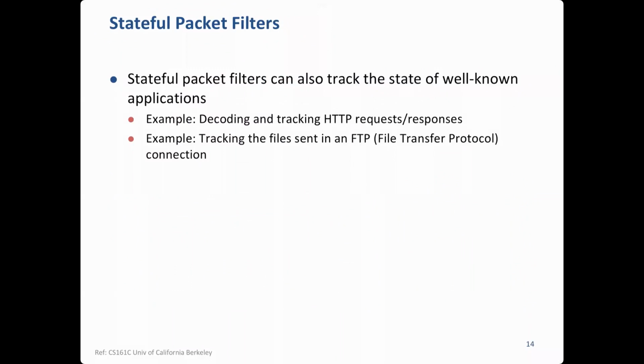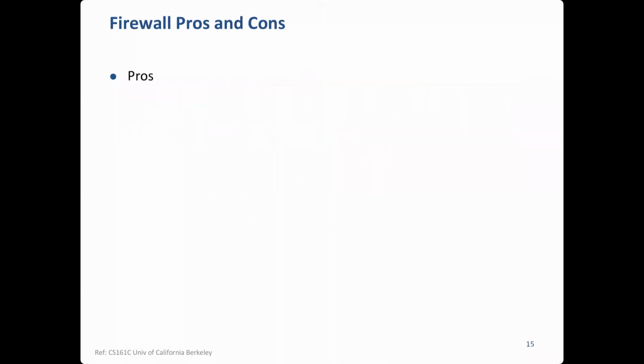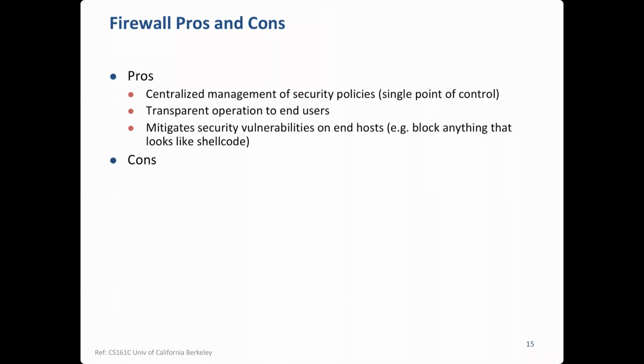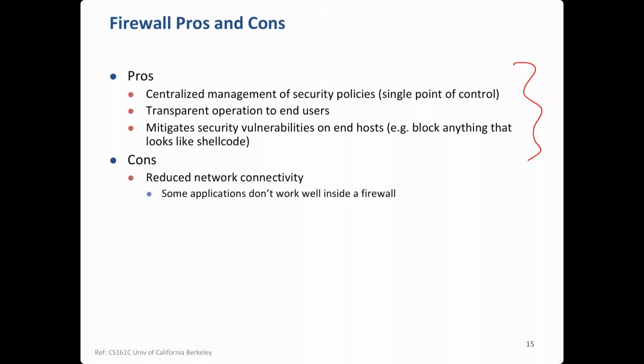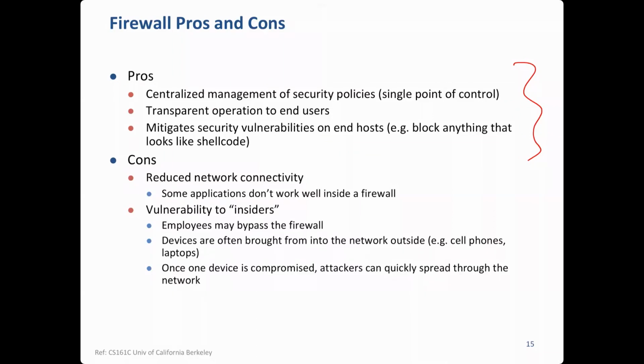So it means that now they can track well-known applications like HTTP or FTP or TCP, etc. Firewalls of course are very good. They provide overall security because they look at each individual packet that is coming in and going out, but it reduces network connectivity. Many applications won't work with a firewall. So if you switch on a firewall and some applications don't work, you'll have to really see.